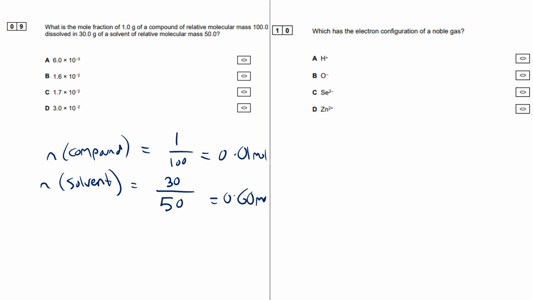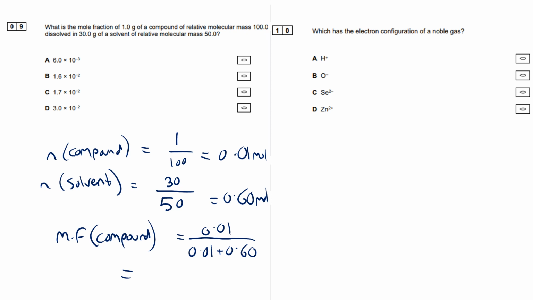The mole fraction for the compound is the moles of the compound, 0.01, divided by the total moles. So 0.01 plus 0.6. So what's the mole fraction? Plug that into your calculator and you get an answer of 0.016 or 1.6 times 10 to the minus 2. B is correct. Question number 10, which has the electron configuration of a noble gas.